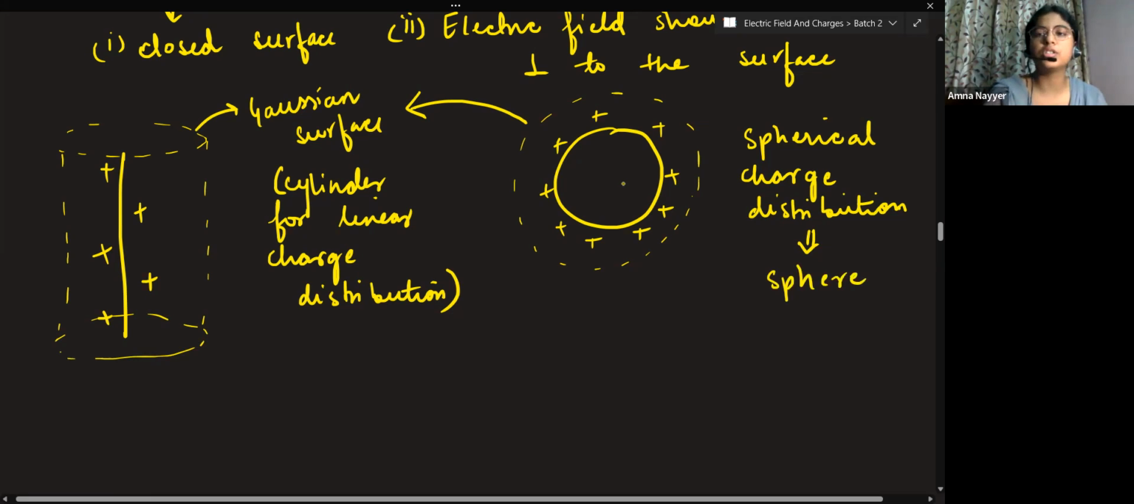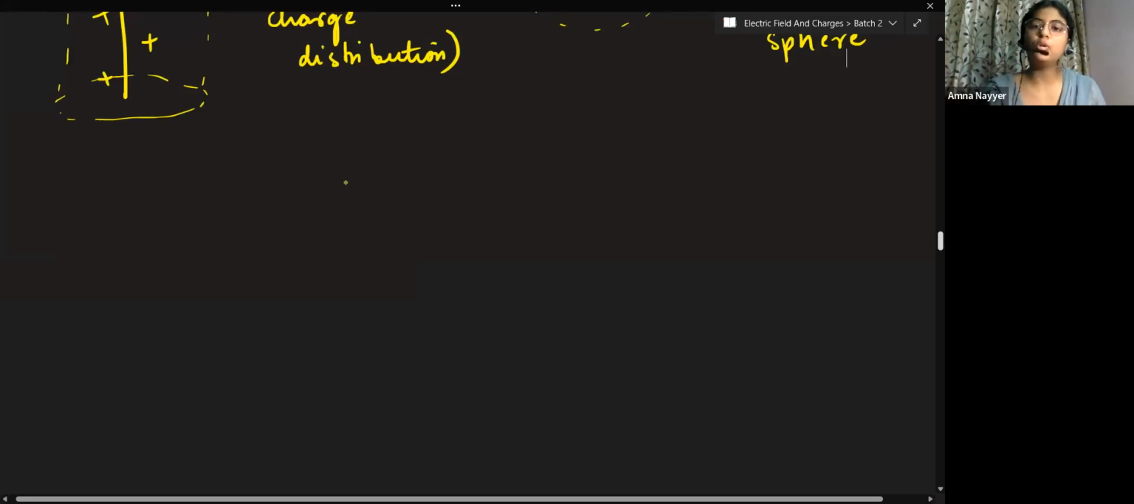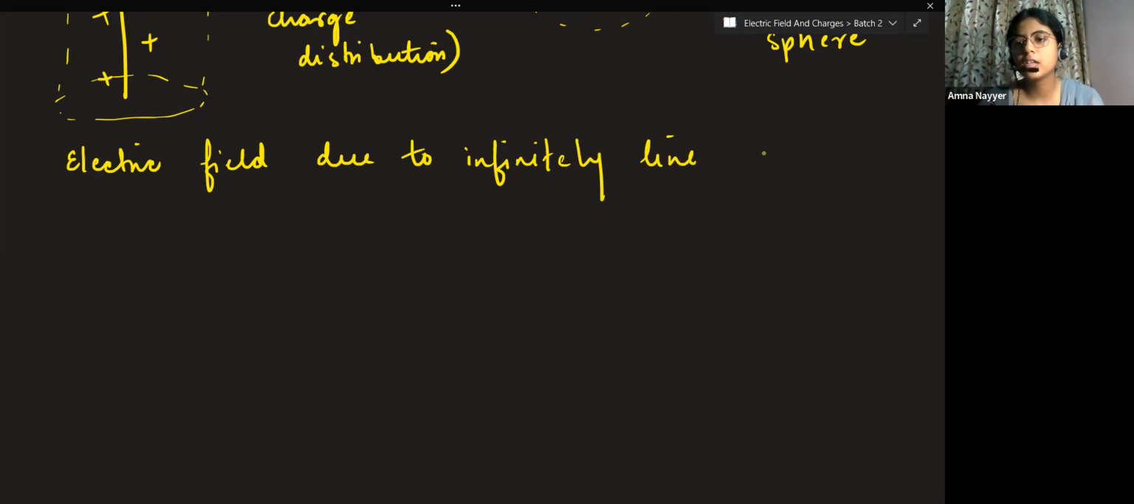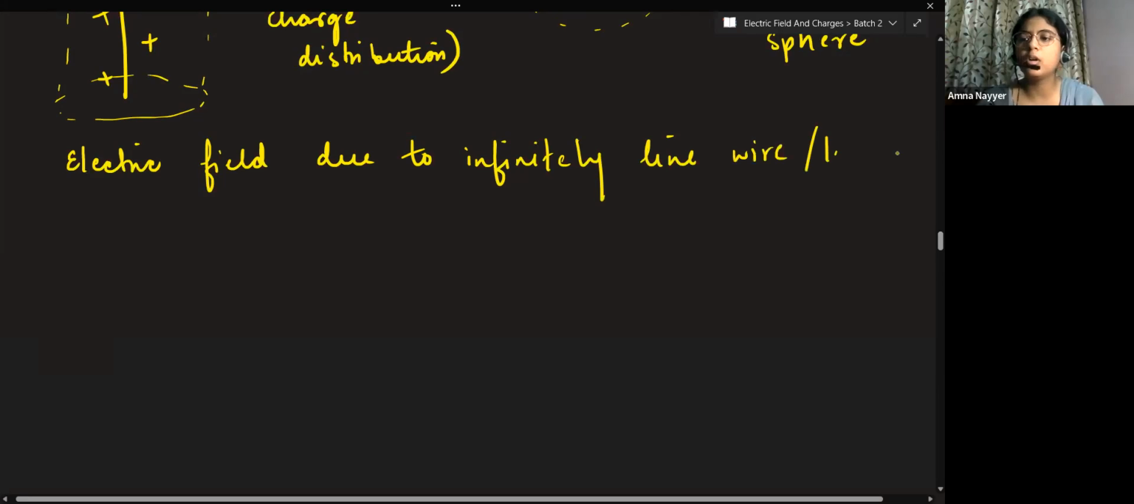So we need Gaussian surfaces for the calculation of a few things. For example, if you have to calculate the electric field due to an infinitely long wire, firstly understand what is meant by infinitely. Let us calculate the electric field due to an infinite line wire, or you can also call it a long wire.